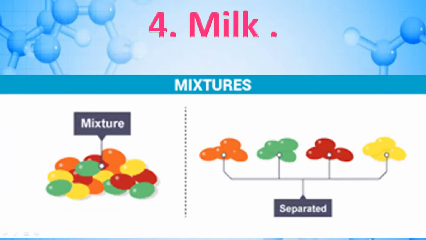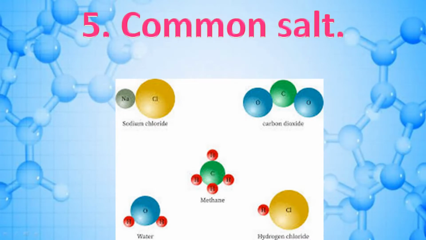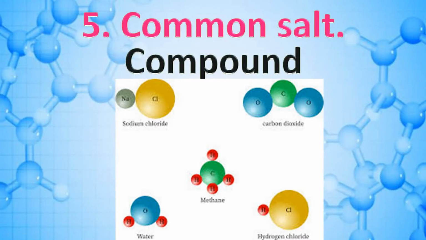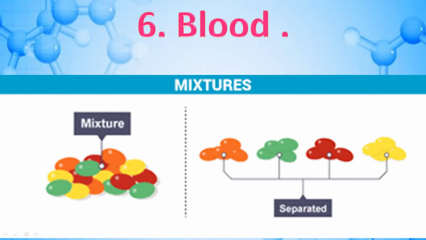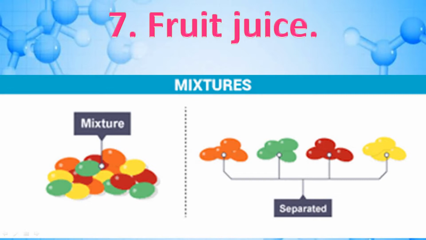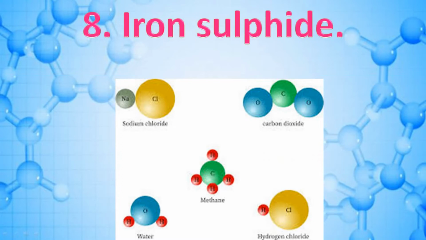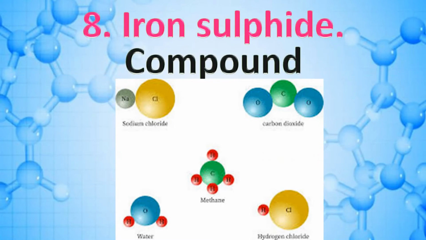Next question. Milk. Answer is mixture. Next question. Common salt. Answer is compound. Next question. Blood. Answer is mixture. Next question. Fruit juice. Answer is mixture. Next question. Iron sulphide. Answer is compound.